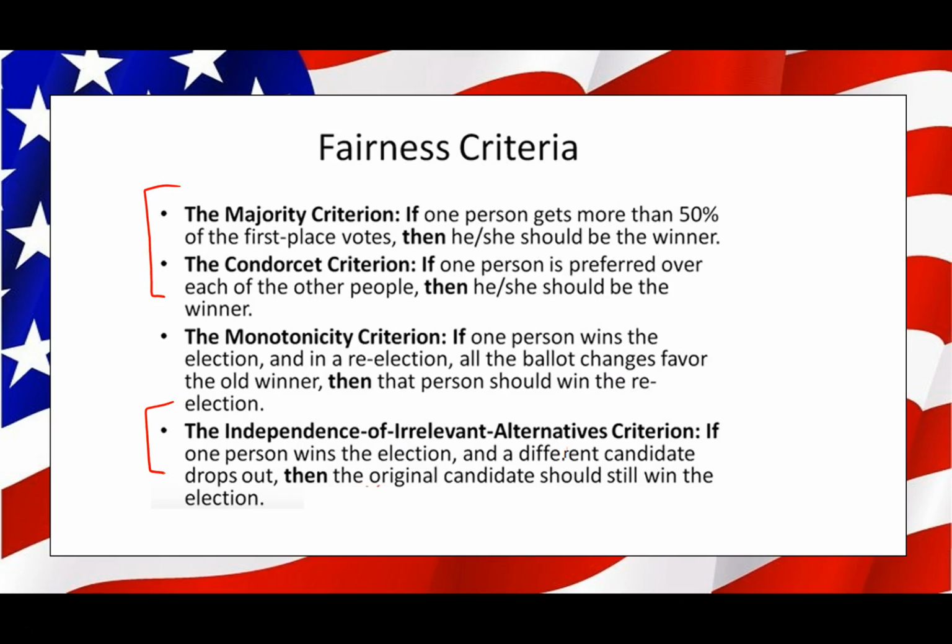The first one, the majority criterion, says if one person gets more than 50% of the first place votes, then he/she should be the winner. This is actually considered the popular vote, really, if you think about it. The Condorcet criterion says if one person is preferred over each of the other people, then he/she should be the winner. That totally makes sense. Like if more people prefer one over the other, then they should be the winner.